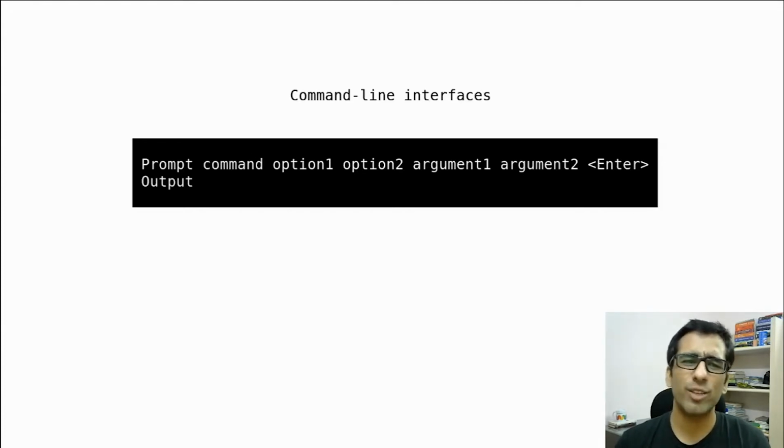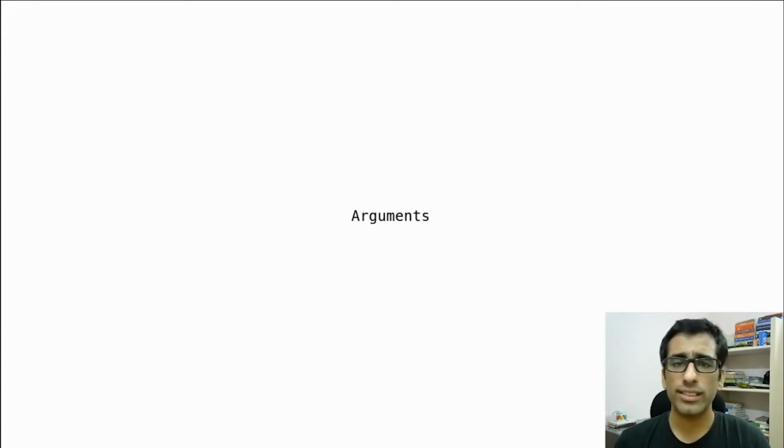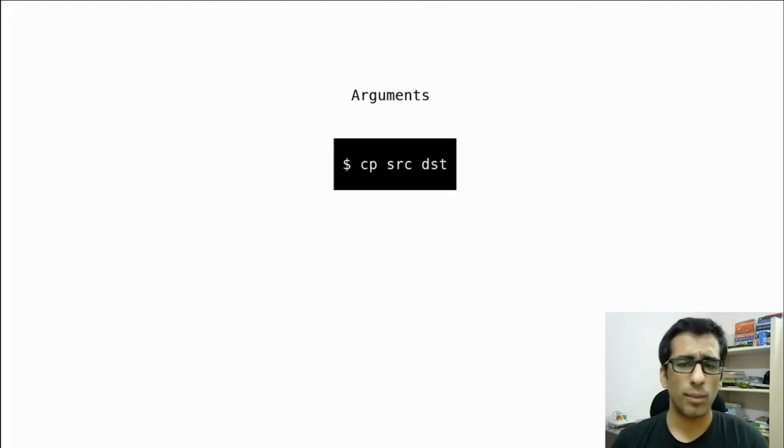But what are these arguments and options? Arguments are required items of information for a program, required in the sense that the program won't work without them. They're often positional, which means that an argument's position in the line will help the program identify the argument's type. For example, here's the copy command, which can't function without both the required arguments.